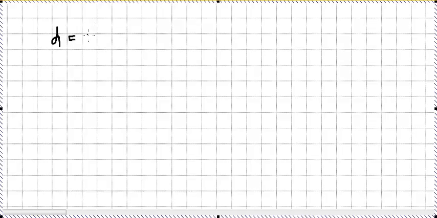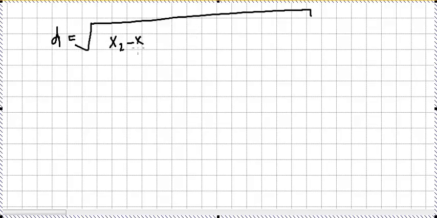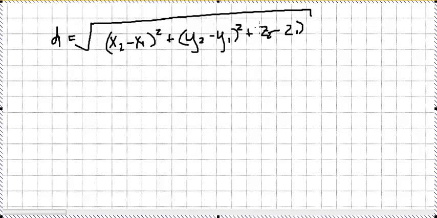Use this crazy equation. Everyone write it down. It looks like this. D equals the big square root of x2 minus x1 squared plus y2 minus y1 squared plus z2 minus z1 squared. You guys got that? I'll put it on pause, and tell me when you're done.